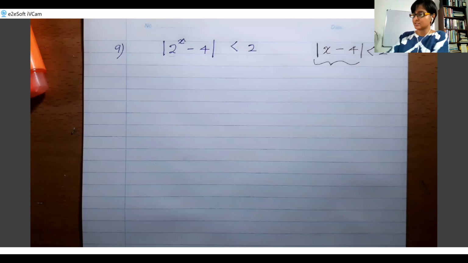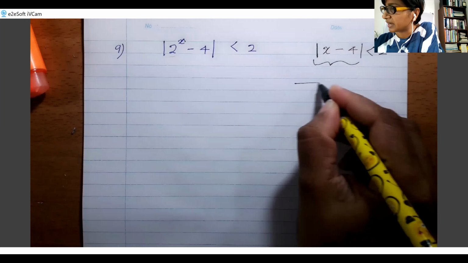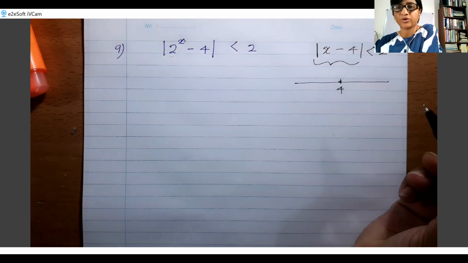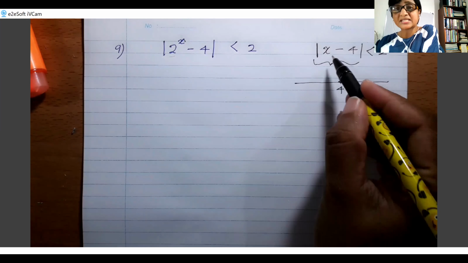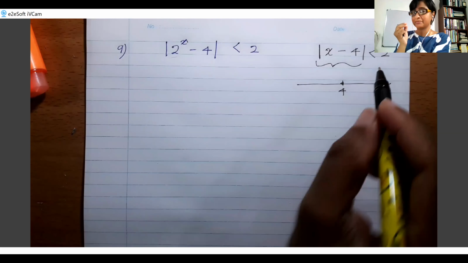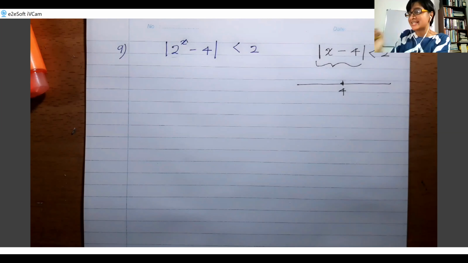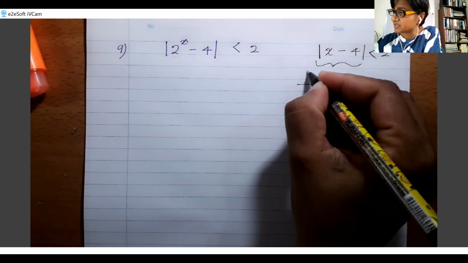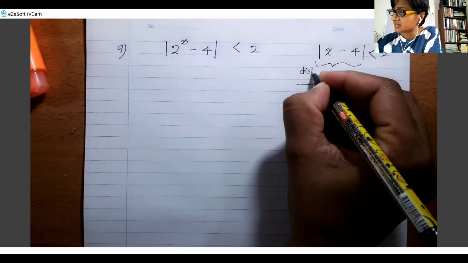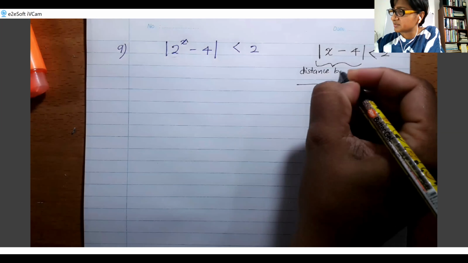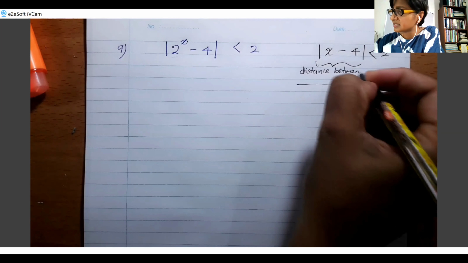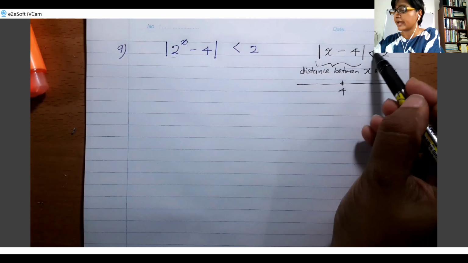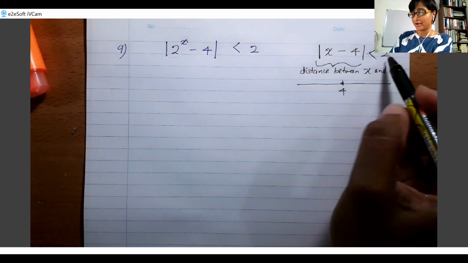So you just think of a number line. Mark where 4 is. Say you have 4 here. The distance between the unknown number x and 4 is less than 2. This means the distance between x and 4 is less than 2. Where could your unknown number be?